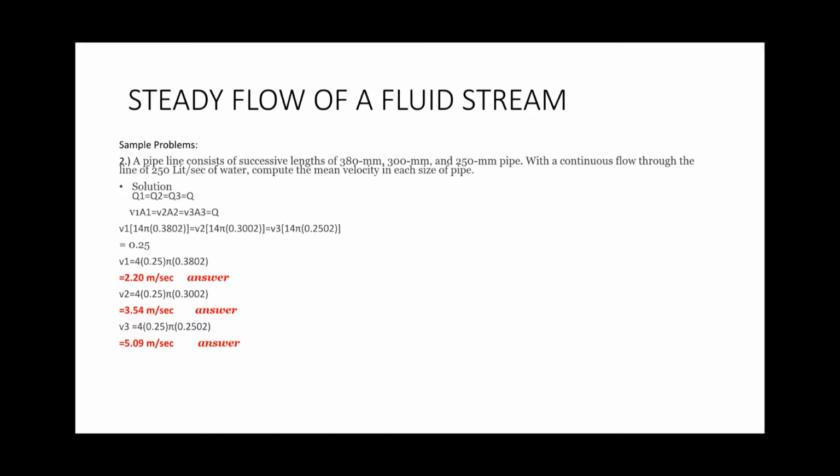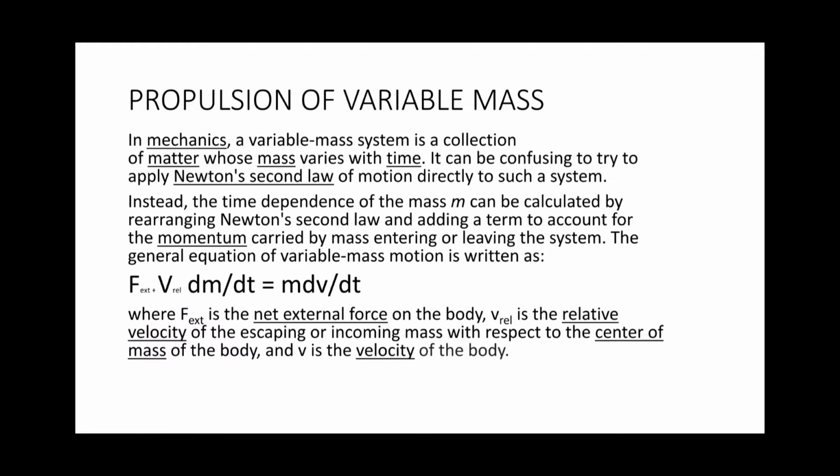V2 equals 4 multiplied by 0.25 over pi multiplied by 0.300 squared. We will be getting 3.54 meters per second. V3 equals 4 multiplied by 0.25 over pi multiplied by 0.250 squared. This will be 5.09 meters per second.